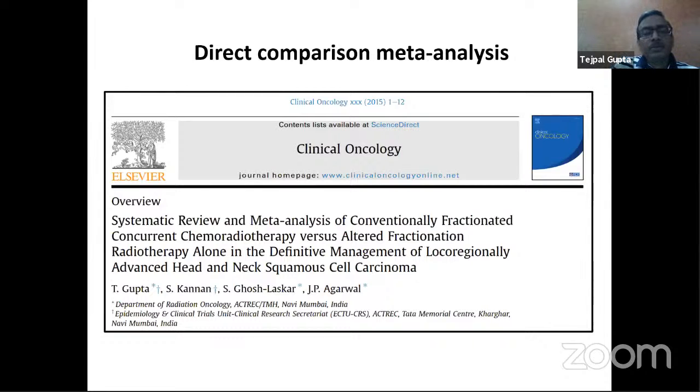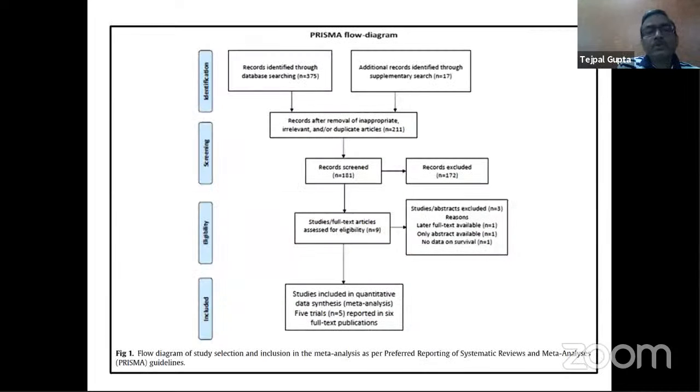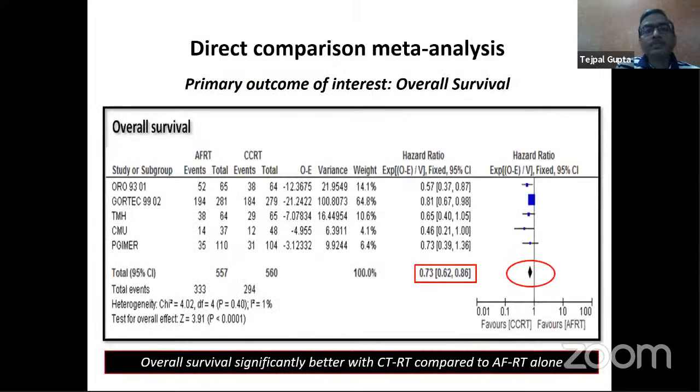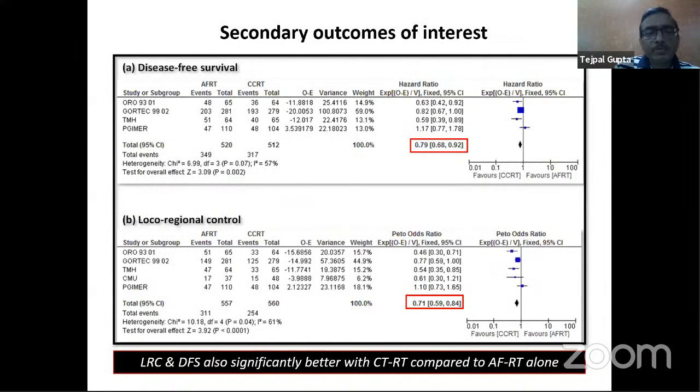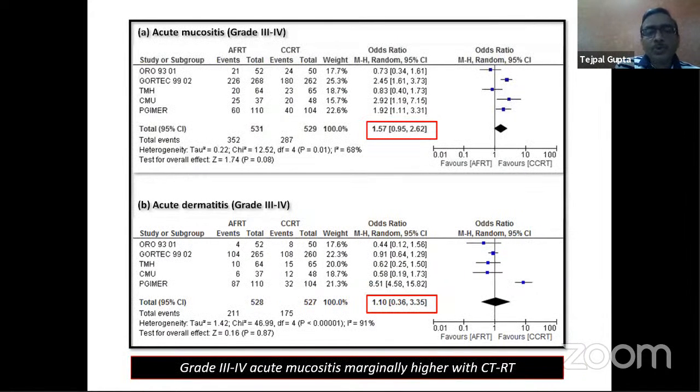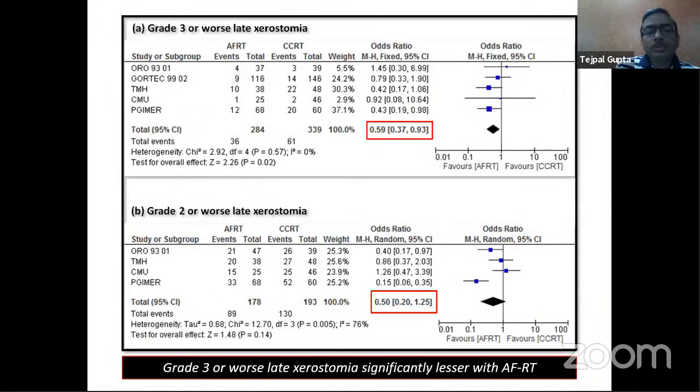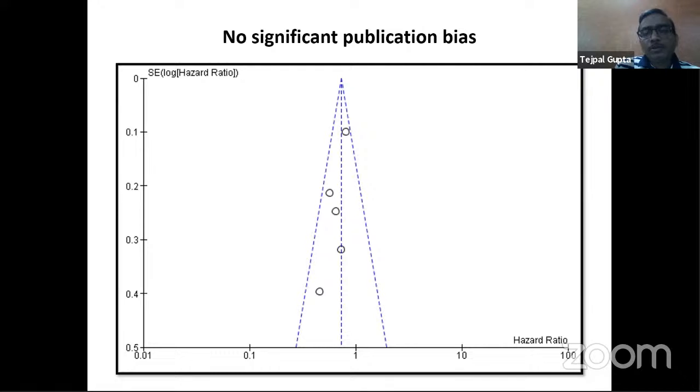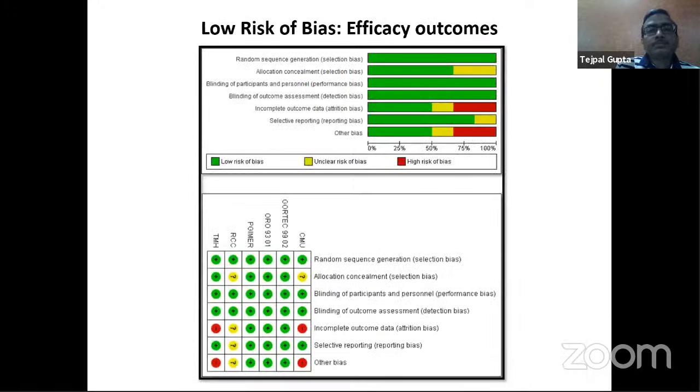This was published again a few years ago in Clinical Oncology. So this was looking at a direct comparison of concurrent chemoradiotherapy versus altered fractionation radiotherapy in definitive management of locoregionally advanced squamous cell carcinoma. Again, the PRISMA flow diagram. The primary outcome of interest was overall survival. And as you can see, overall survival was significantly better with CTRT compared to altered fractionation radiotherapy alone. Even secondary outcomes of interest such as disease-free survival and locoregional control were better with CTRT. Grade 3/4 mucositis was marginally higher, and grade 3 or worse late xerostomia was significantly lower with altered fractionation radiotherapy.